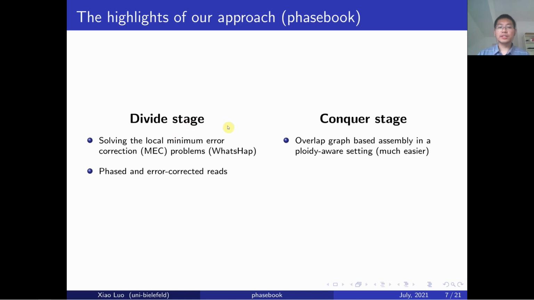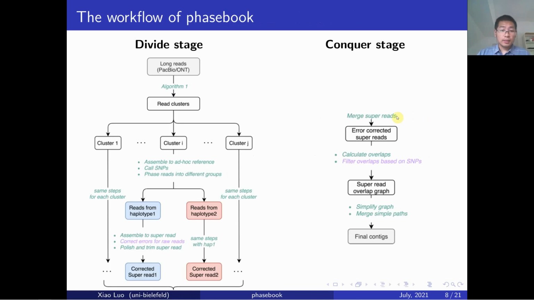And in the conquer stage, it generates assembly output using an overlap graph-based strategy, which is much easier. As such, phasebook reflects a combination of an approach that is able to solve the minimum error correction problem without reference sequence and performing overlap graph-based assembly in a diploid-aware setting. So this is the workflow of phasebook.